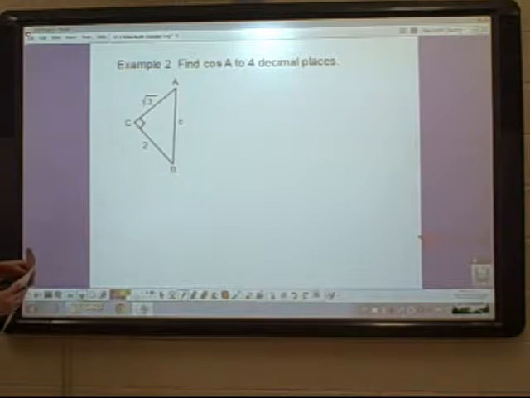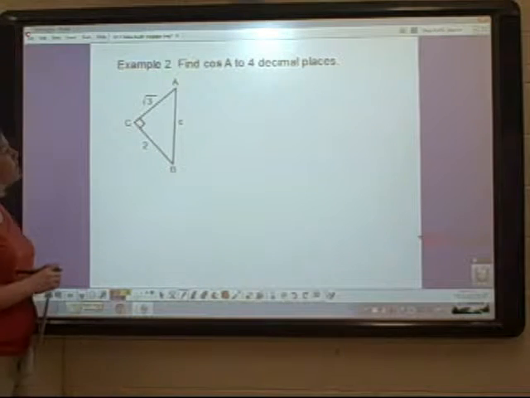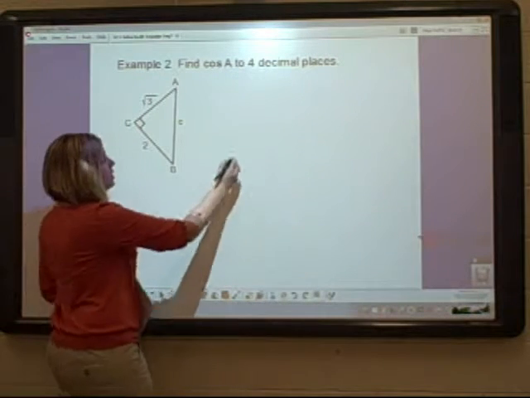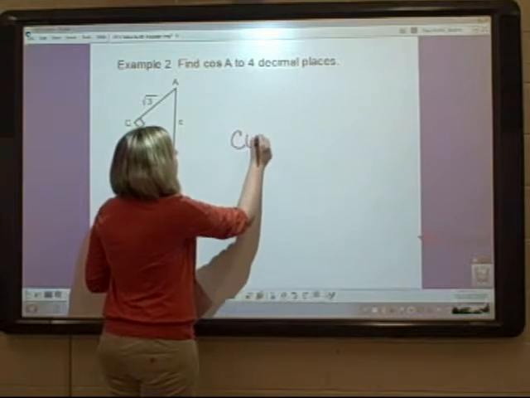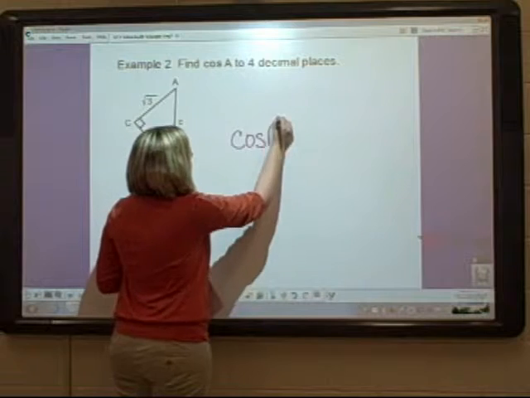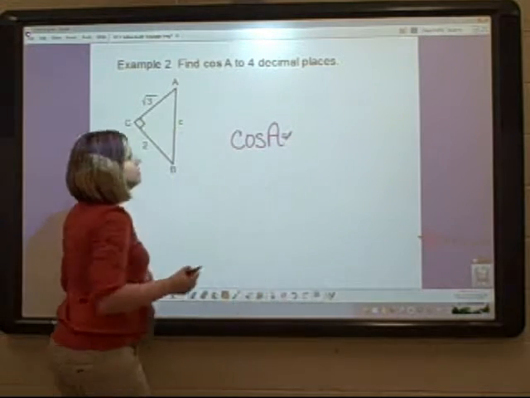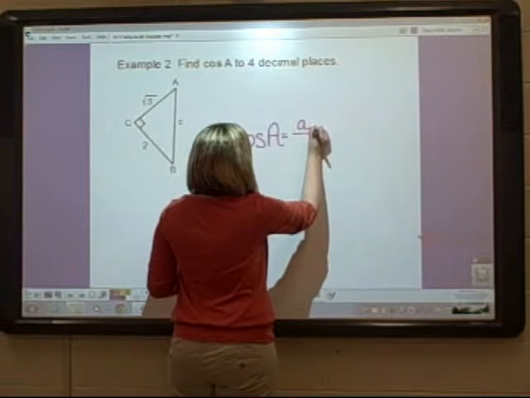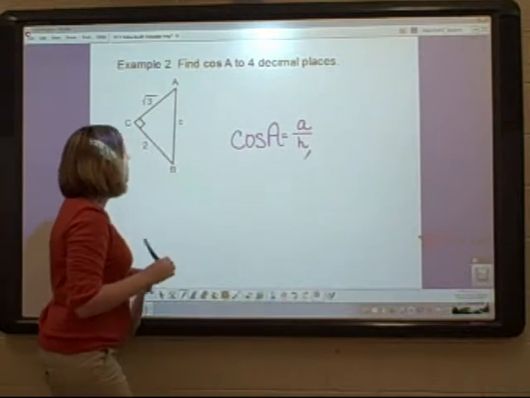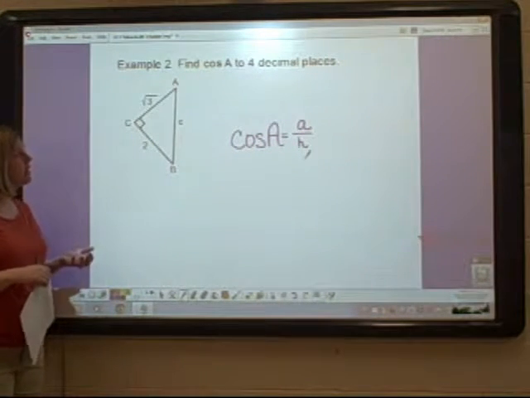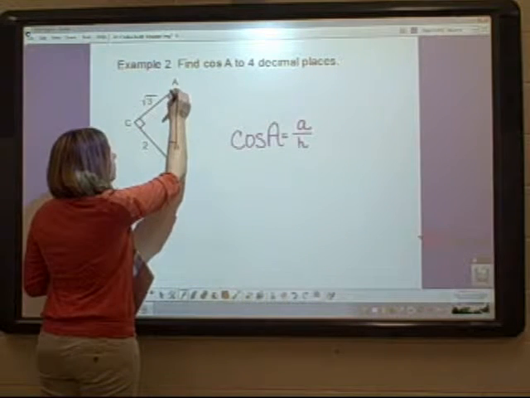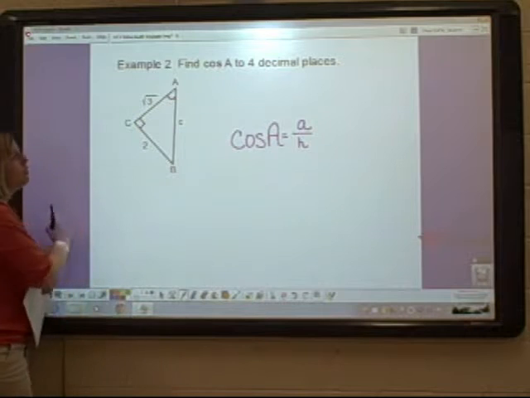Okay, in the next example, we want to find the cosine of A to 4 decimal points. Well, the first piece of information I know is that cosine equals A over h. And what I want to do next is go to angle A. I'm going to go to angle A.